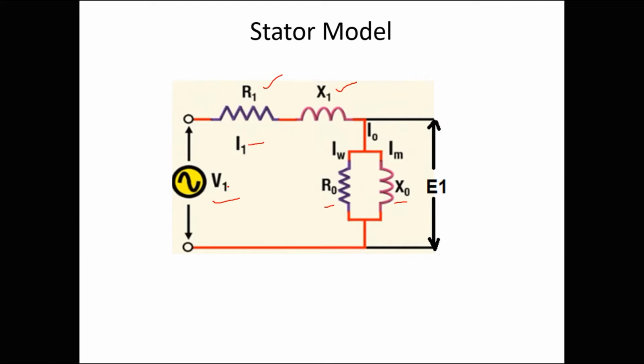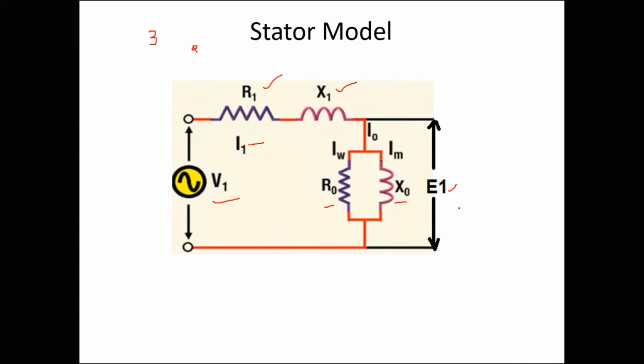Here we are drawing that equivalent circuit per phase. Even though we have a 3-phase supply, this is an equivalent circuit per phase. Due to the creation of flux, there will be an EMF inducement on the stator, and that EMF inducement on the stator is called E1.